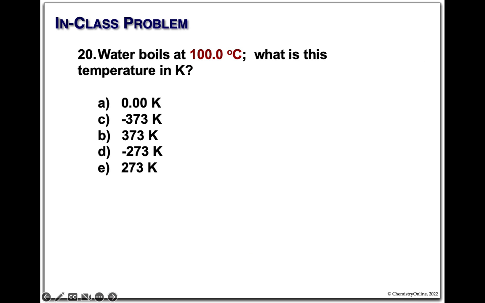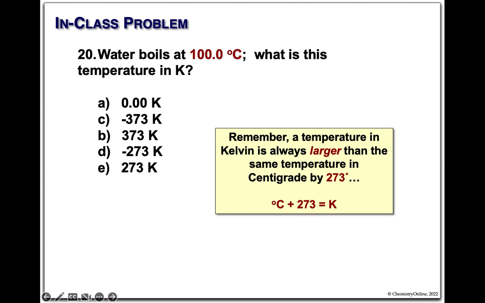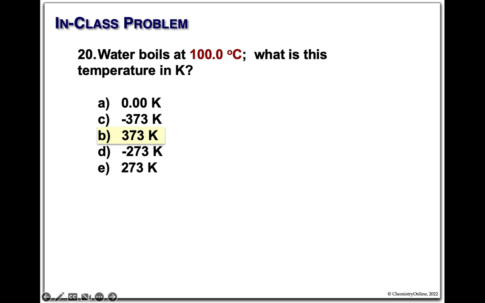Remember, whenever you do a gas law problem, we must use the Kelvin scale. Kelvin scale is based on absolute zero, which is minus 273 centigrade. That means that centigrade plus 273 is Kelvin. Kelvin is always a bigger number, just remember that. So 273 is our magic number. We're at 100, add 273 to it, we're at 373.